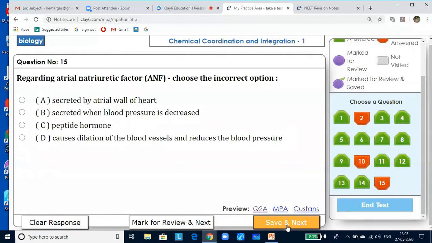Regarding ANF, choose the incorrect option. So it is secreted when blood pressure is decreased. No. When it is increased, it is secreted.